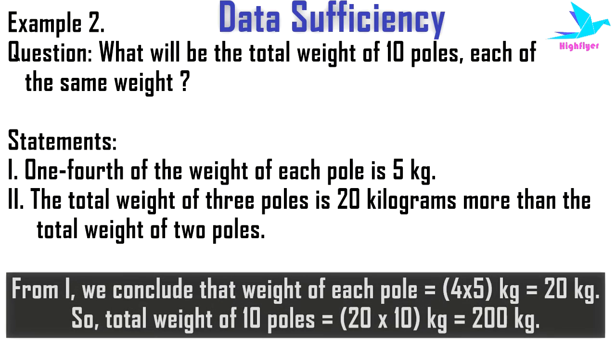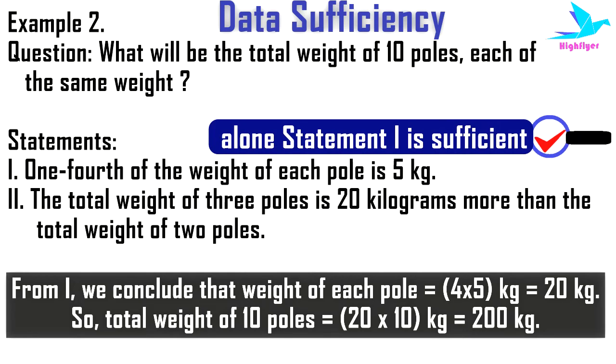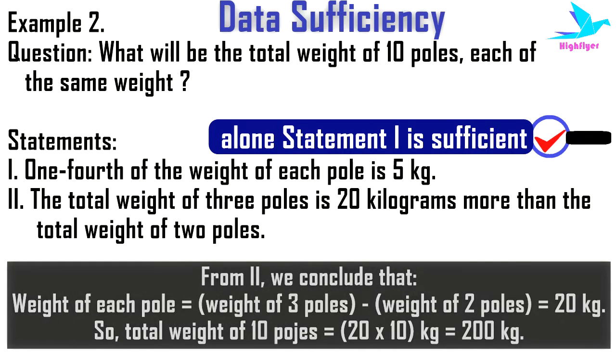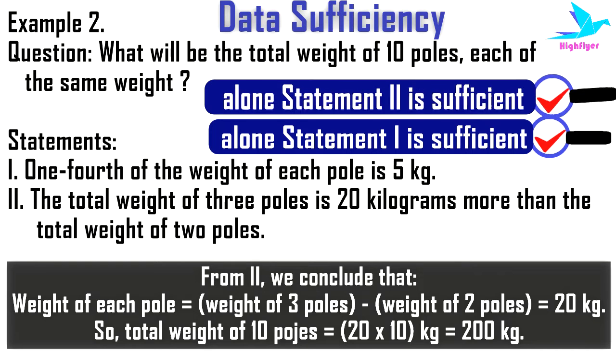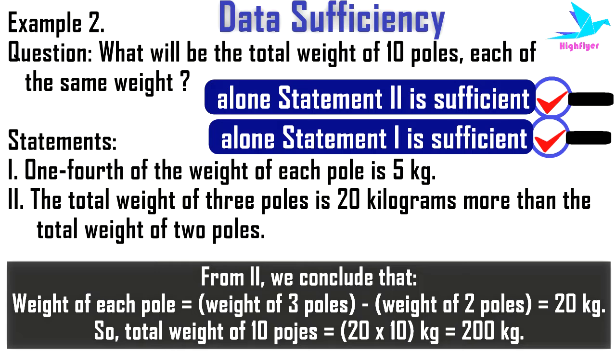Now from statement 1, if we know the 1/4 of the weight of each pole, then we'll also know the weight of each pole. That will be 4 times 5 kg equals 20 kg. Then we simply have to multiply it 10 times to get the weight of 10 poles. So 1 is sufficient. And from the second statement, it can be known that the weight of 3 poles is 20 kg more than the weight of 2 poles, so the weight of 1 pole is equal to 20 kg. So the weight of 10 poles will be 20 into 10, that is equal to 200 kg. So statement 2 is also sufficient. So here either 1 or 2 is sufficient.